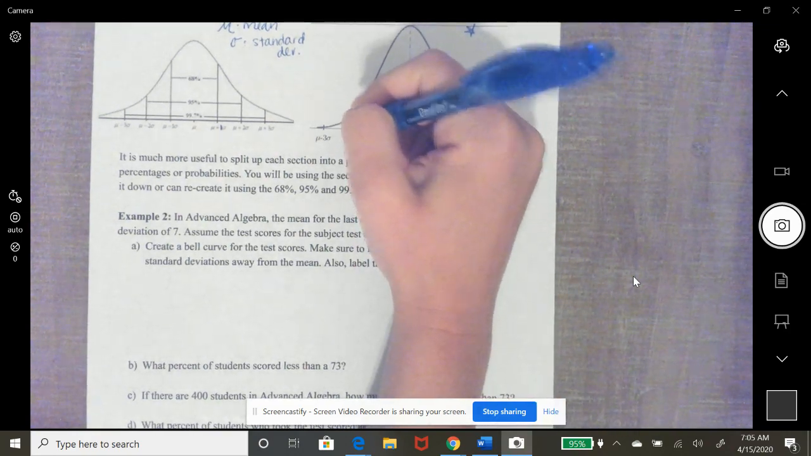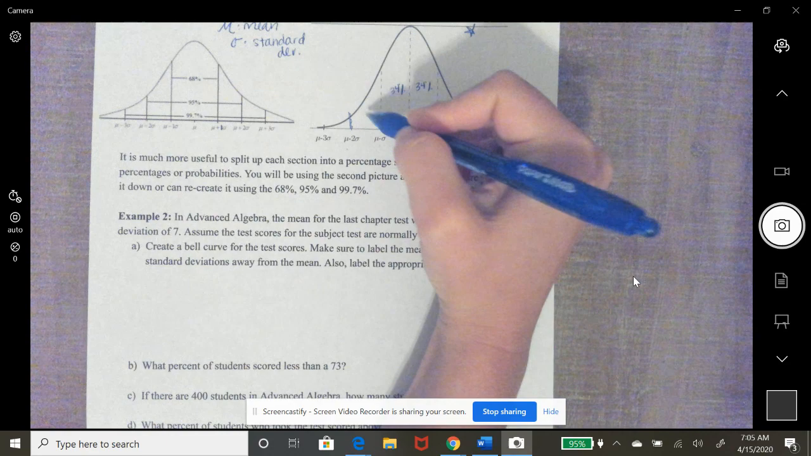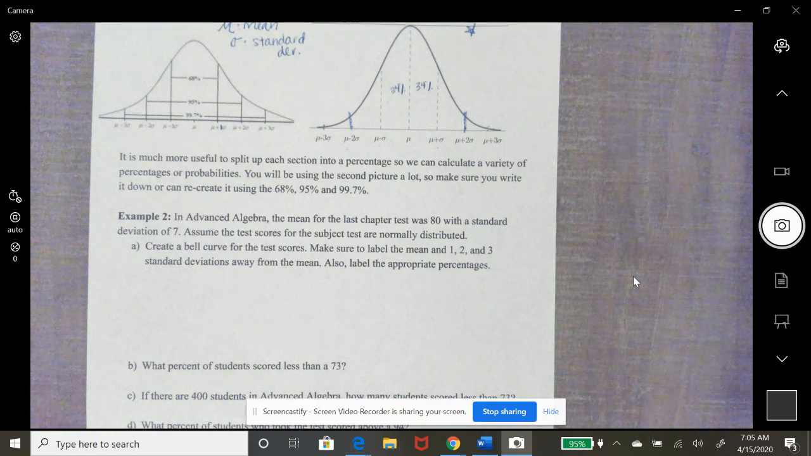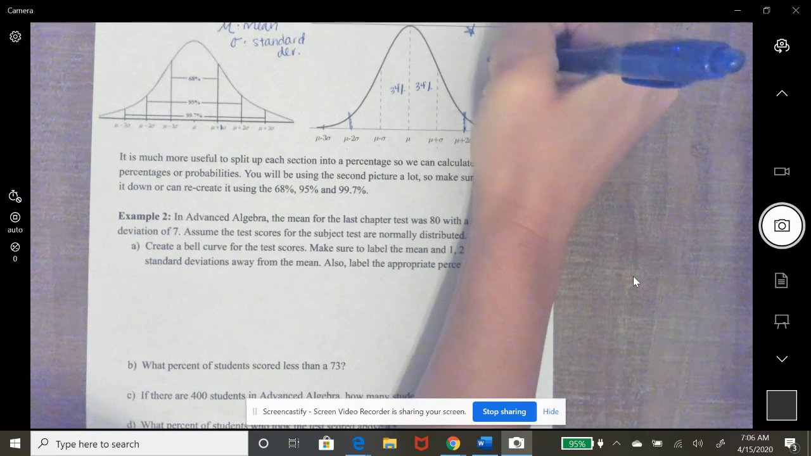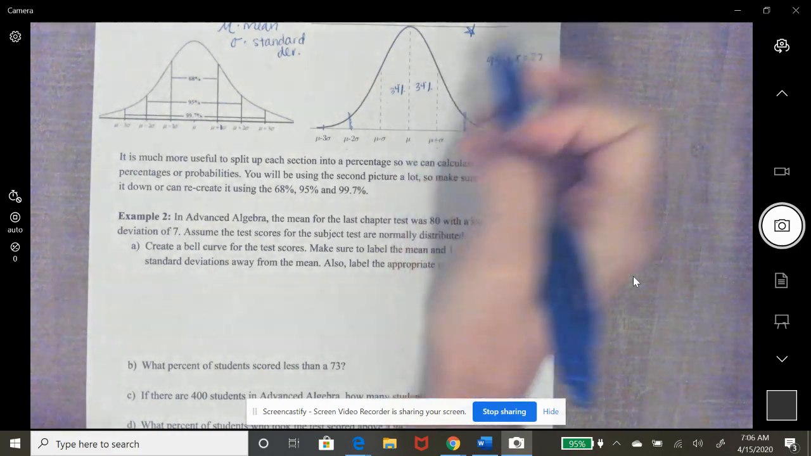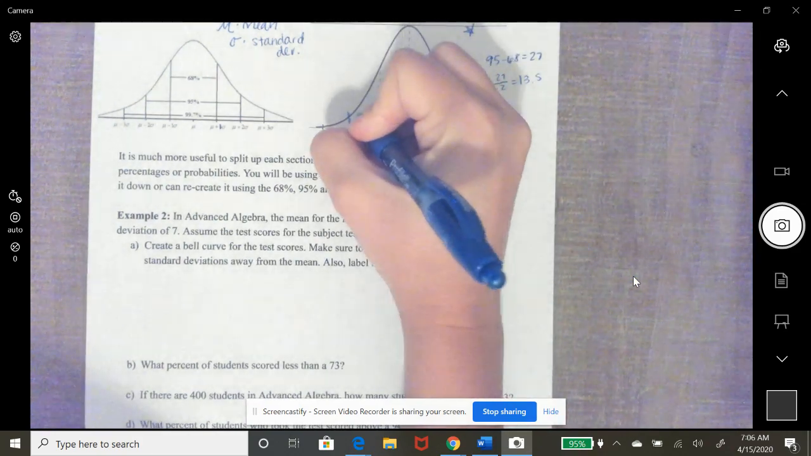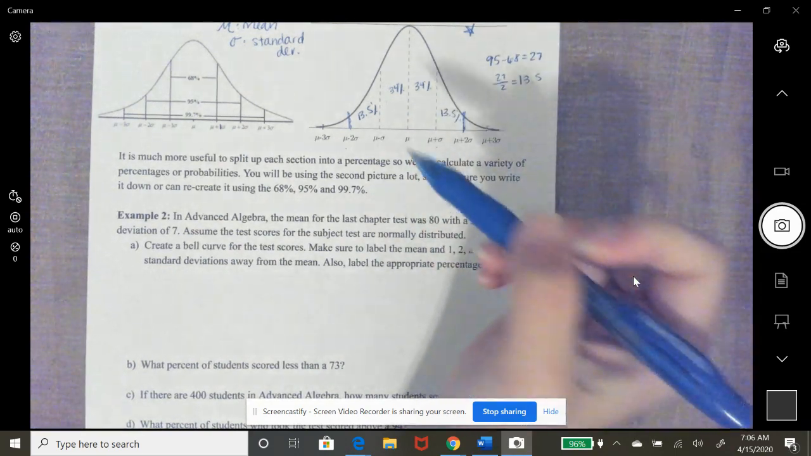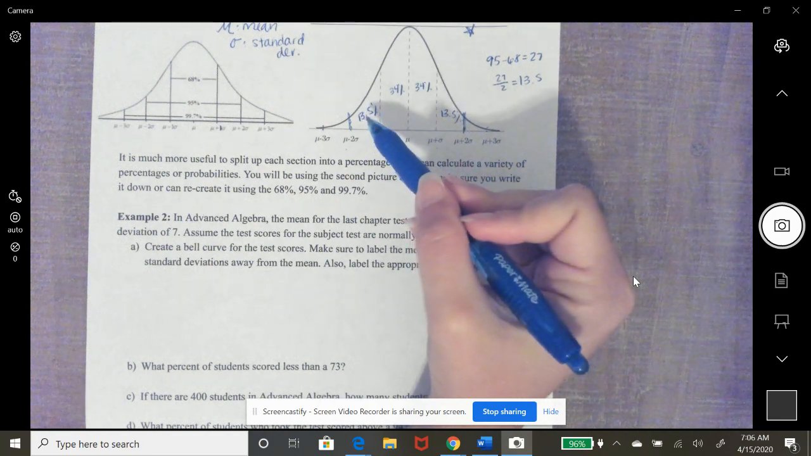Our next step says from here to here is 95%. We want to figure out just these little pieces right here. So if we do 95 minus 68, that means 27% has to be split between these two. So I need to do 27 divided by 2, which gives me 13.5%. So both of these are 13.5%, because they need to be equal, and then we need to add to 95. So if you add those together, you should get 95%.